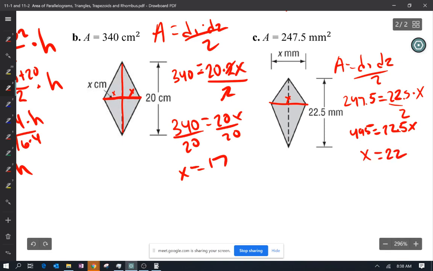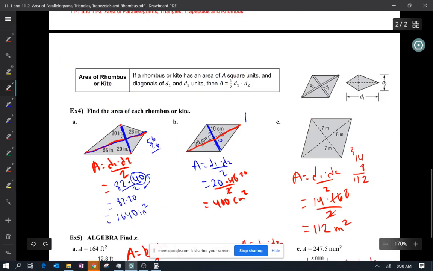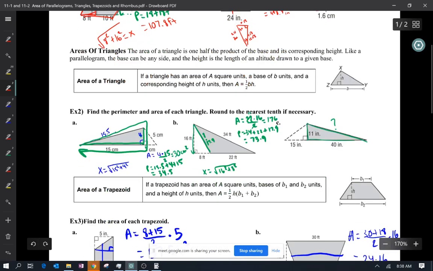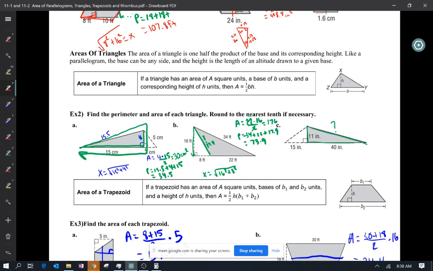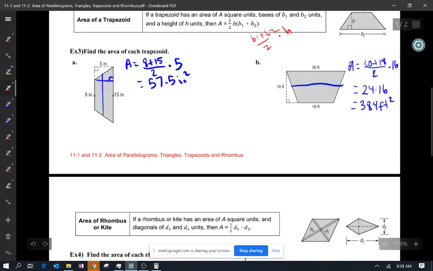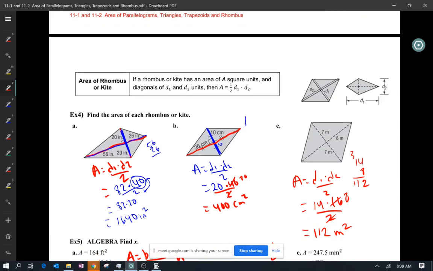All right, there you have it, okay? Just remember, area of a parallelogram is base times height. Area of a triangle is base times height divided by 2. For trapezoids, it's mid-segment times height. I'd rather just do base 1 plus base 2 divided by 2 times height. And then you've got the rhombuses and kites, which is diagonal 1 times diagonal 2 divided by 2.